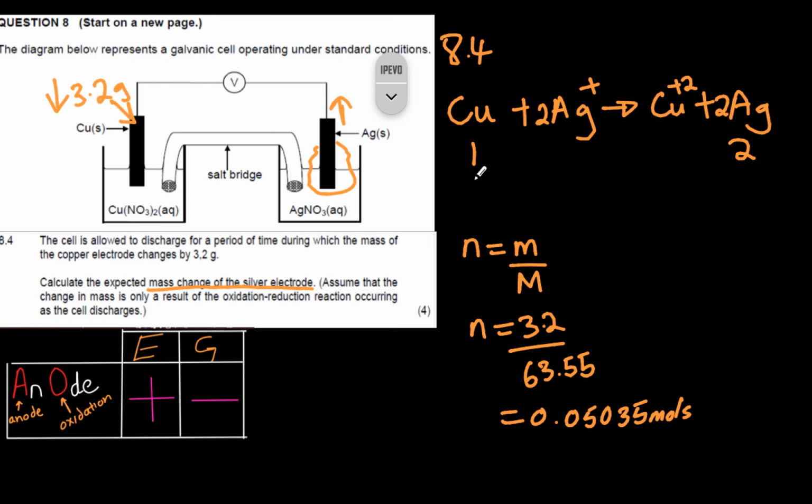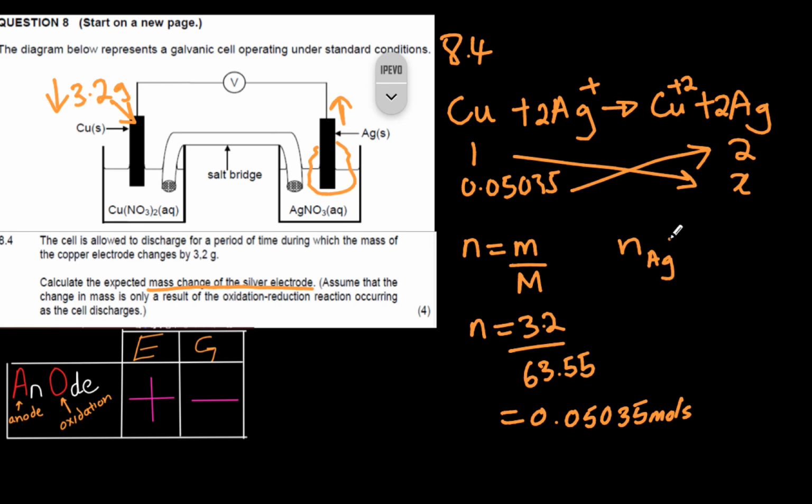Great. So we're going to use this number of moles of copper to calculate the number of moles of silver. 1 is to 0.05035 as 2 is to x. Do the cross multiplication. So the number of moles of silver is going to be equal to 2 times 0.05035. This will give us 0.10071 moles.